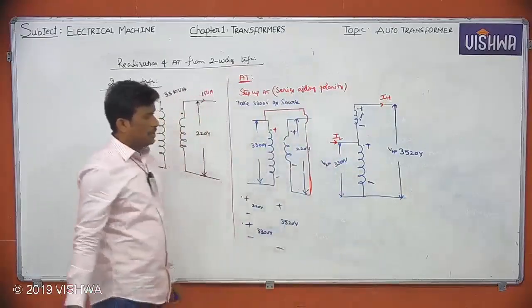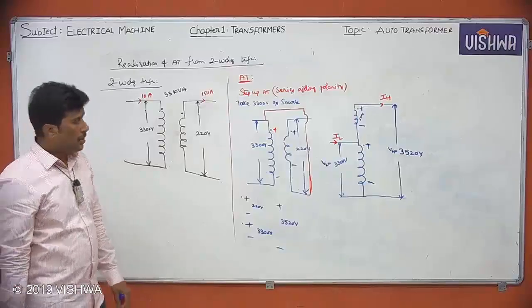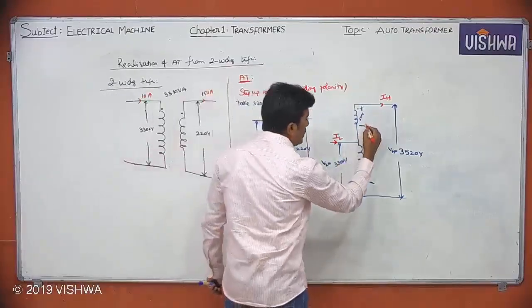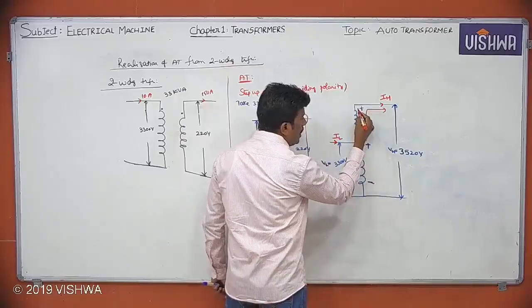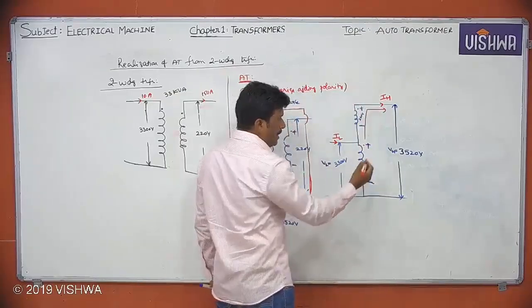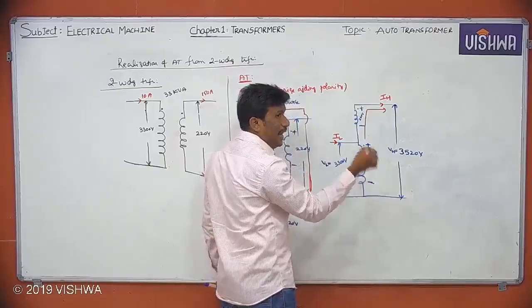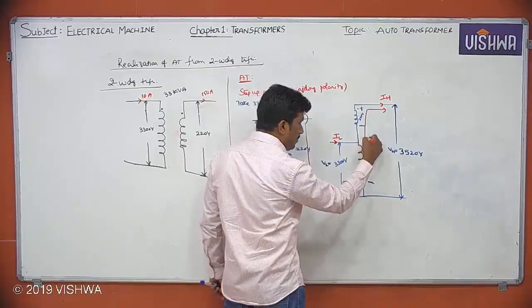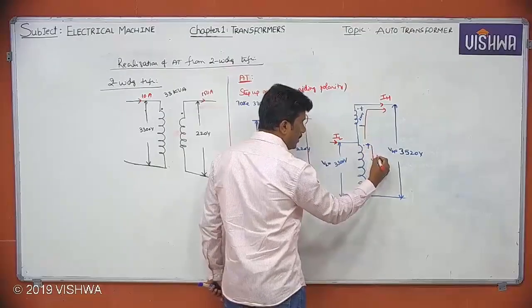Observe guys, I told you one thing. If you want to decide the direction of common winding current, suppose you see the IH value coming like this. That means it is the leaving dot. That means the common winding current has to enter at the dot. That means it has to come like this, downwards. Then only it can enter here.